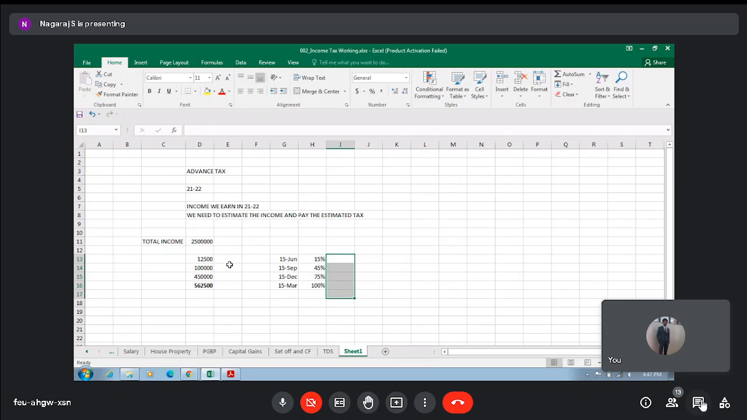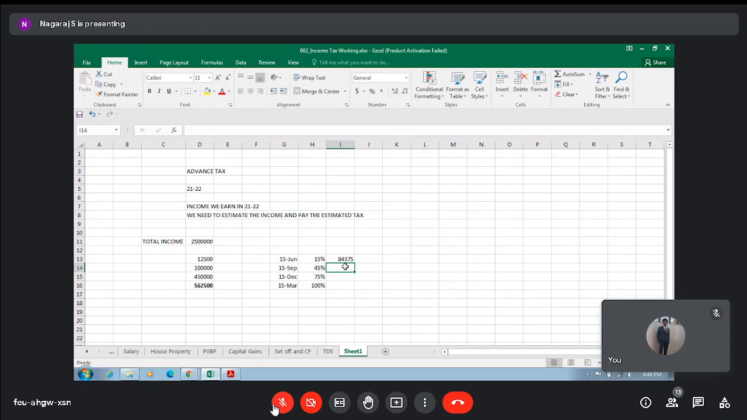See, you have to pay the total tax in 4 installments. The first installment is on 15th June. You will have to pay 15% of this. 15% of 5,62,500, how much does it come to? This multiplied by this amount, you will have to pay 84,375.